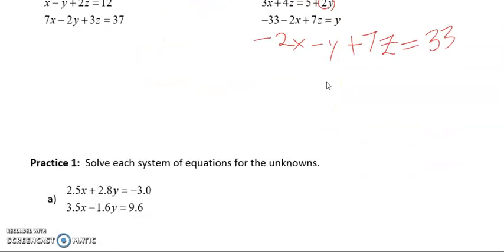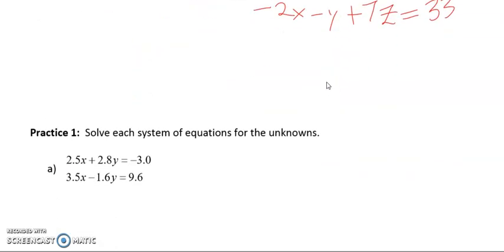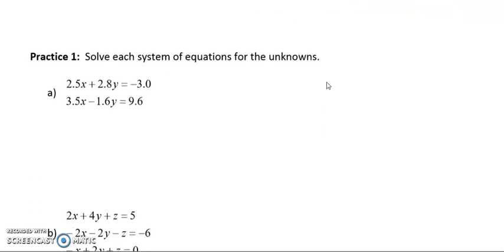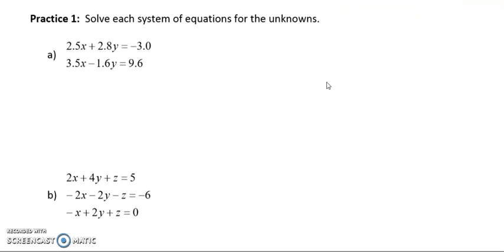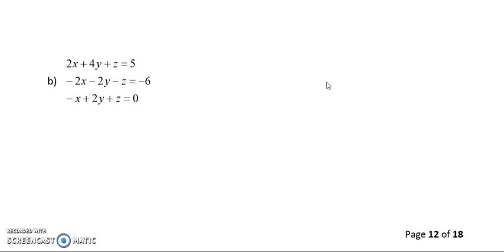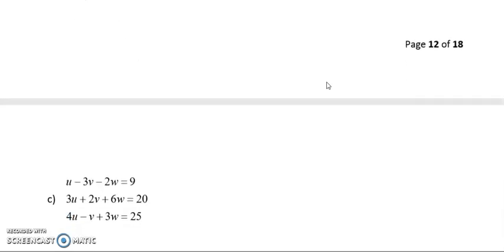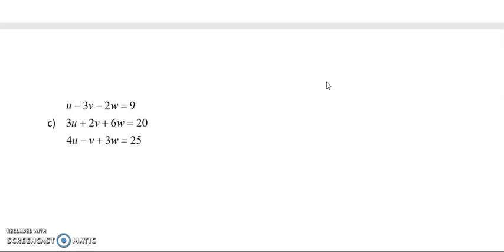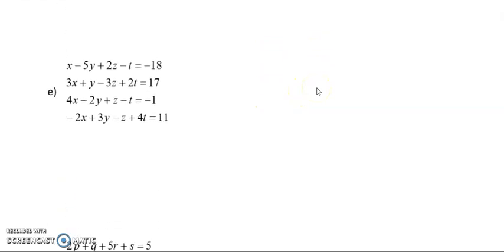So anyway, I'm just going to get you to practice these on your own. Practice each system of equations for the unknowns. It doesn't matter if they're decimals. You can even use fractions in this method. And what do you think of Cramer's rule now? I thought so. So try these other practice ones as well, as long as you make sure that they're all in the right order and that you're typing them into your calculator okay. You won't have any problem.